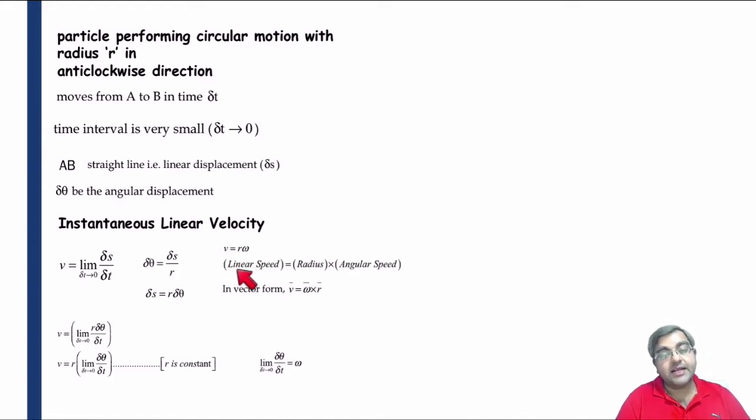v is nothing but linear speed. So linear speed is equal to radius multiplied by angular speed. This is the scalar form, v is equal to r omega. This is the relationship between linear velocity and angular velocity.